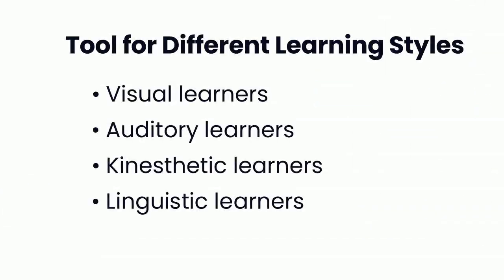I chose Powtoon for this lecture because it addresses multiple learning styles simultaneously. For visual learners, the use of animations and colors can be employed effectively. For auditory learners, you can narrate each step or procedure. For kinesthetic learners, the animations are essential, and for linguistic learners, the benefit is the combination of text and narration that reinforces key concepts in multiple ways simultaneously.